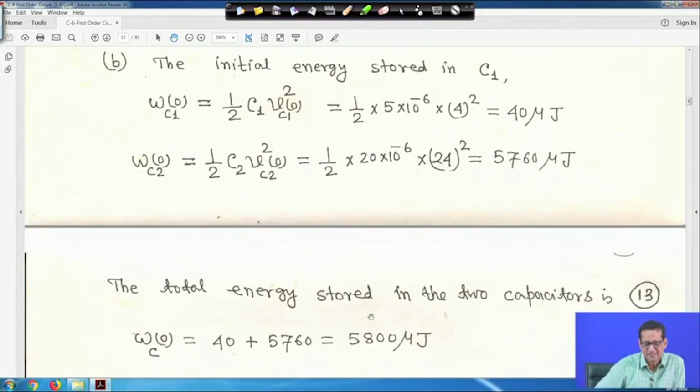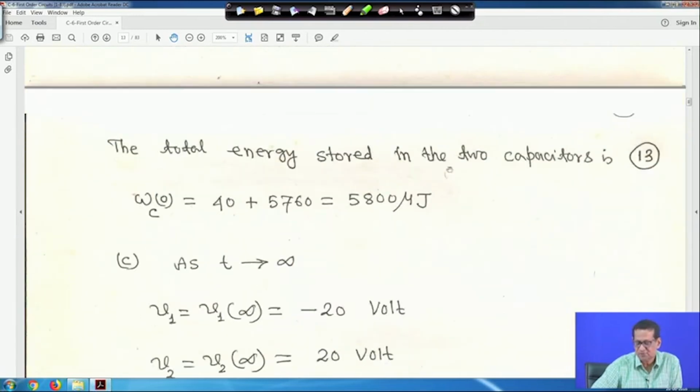The second part is the initial energy stored in C1, WC1(0) is equal to half C1 Vc1(0) squared. You put all the values, you will get 40 microjoule. Similarly, for WC2(0), half C2 Vc2(0) squared, substitute all the values, you will get 5760 microjoule. Now, the total energy stored in the two capacitors, you add 40 microjoule plus 5760 microjoule, so 5800 microjoule.